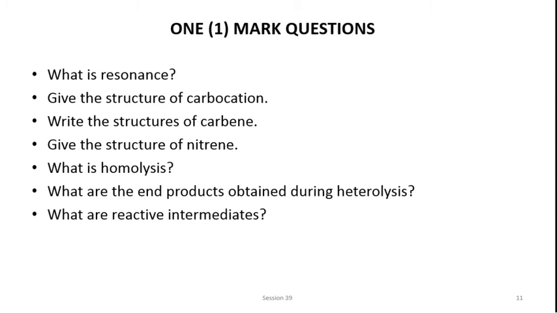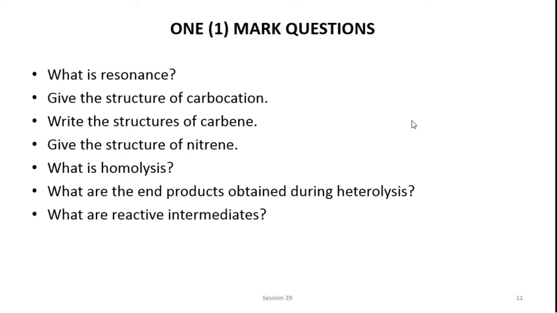Now let us move on to 1 mark questions. So 1 mark questions: what is resonance? Movement of electrons is called resonance, without much change in the structure. Give the structure of carbocation.